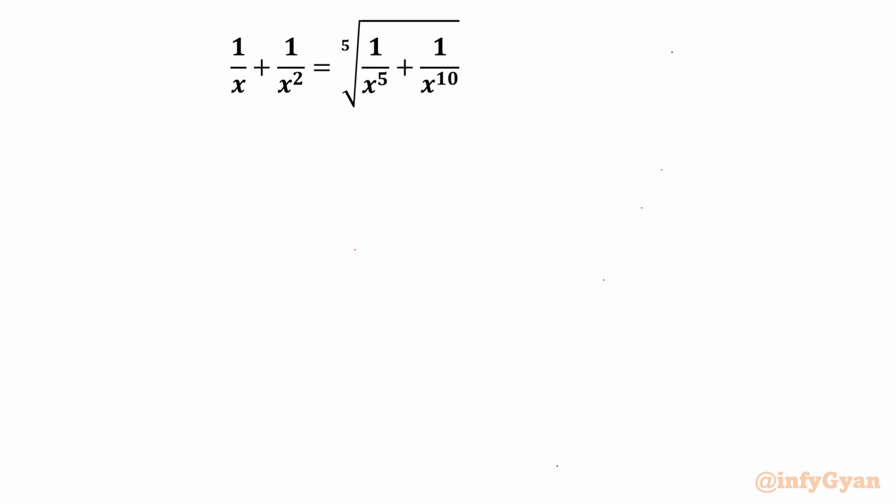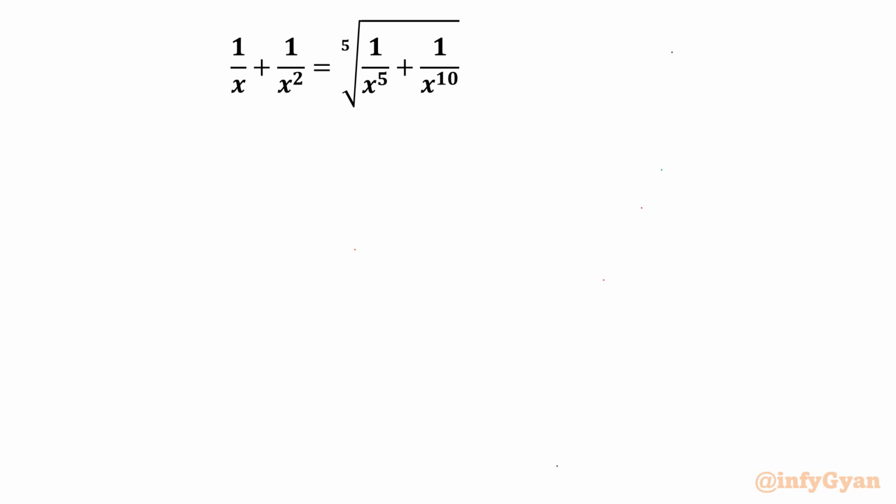In this video, we are going to take up one very interesting radical equation challenge. The given equation is 1 over x plus 1 over x square equal to fifth root of 1 over x power 5 plus 1 over x power 10. We have to find out all solutions possible.